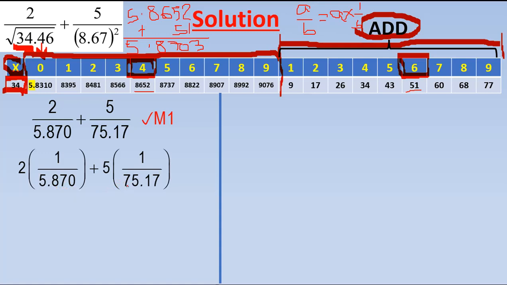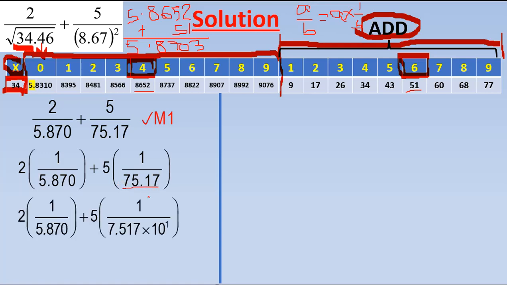However, when the value is more than 9.9999, because our table for reciprocals provides reciprocals of numbers between 1 and less than 10, we'll need to write this in standard form, and that is 7.517 times 10 raised to power 1. I will include something here. 1 over 7.517 times 10 raised to power 1 can be rewritten, and I want to illustrate this way.